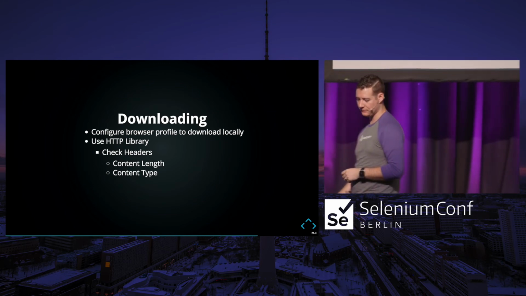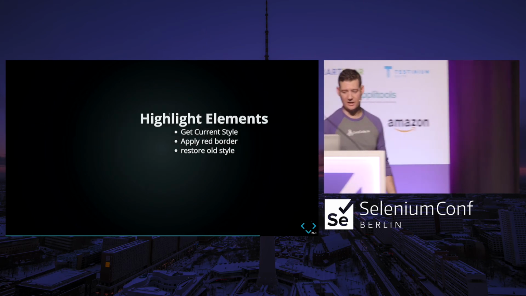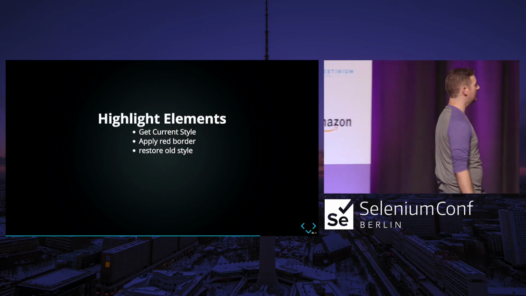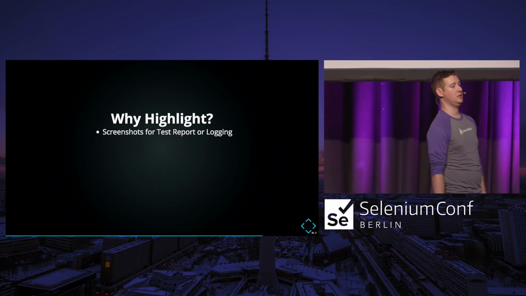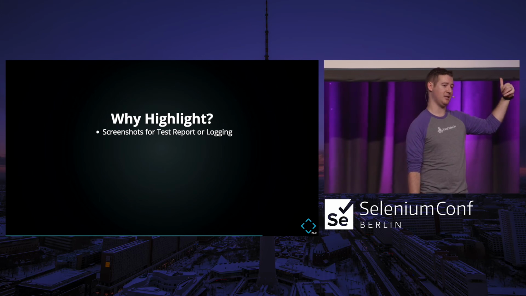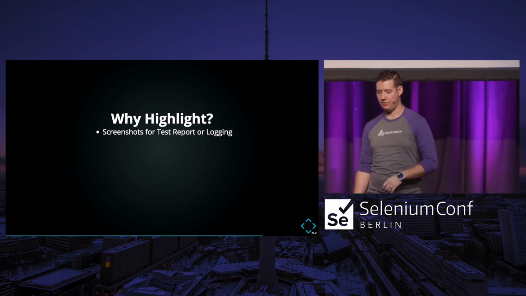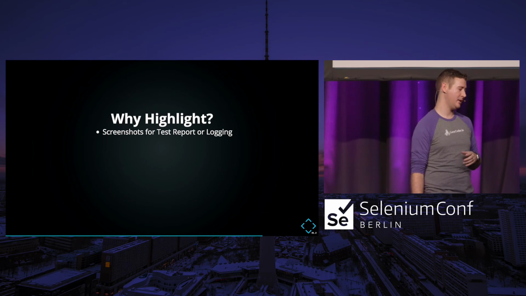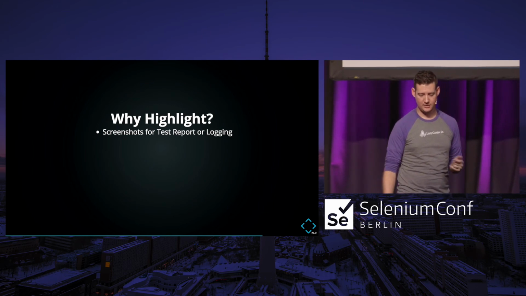Next up, we have highlighting elements. Why would you ever want to do this? It's simple. For automatic reporting or logging, you can have pretty screenshots with exactly what button you're about to click. I've always found that project managers like pretty reports with pretty pictures in it. So I make sure my reports are always littered with them because they want to see it. They shall have it.